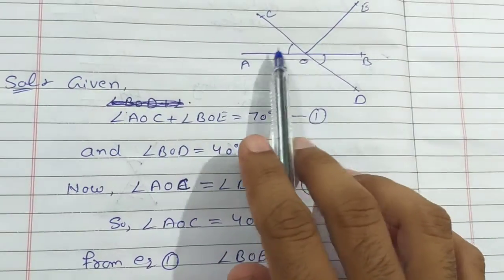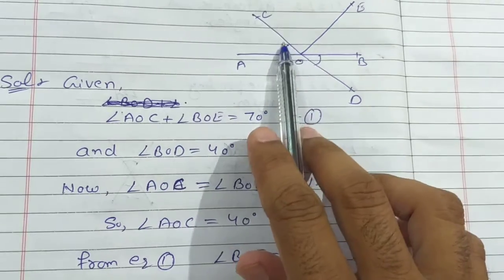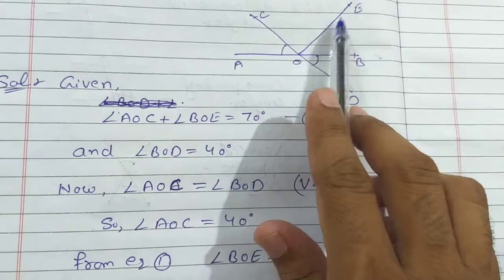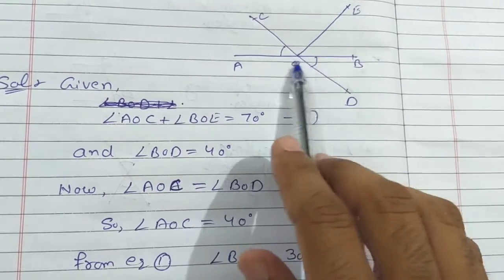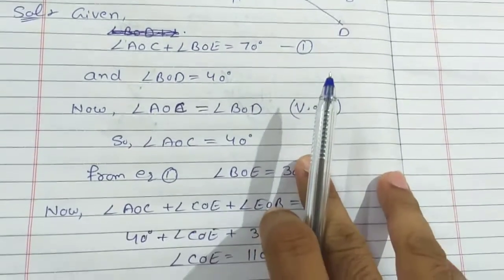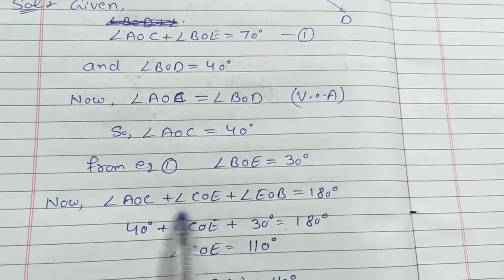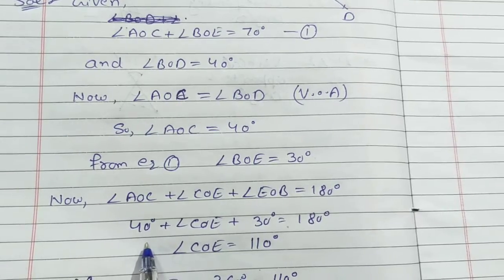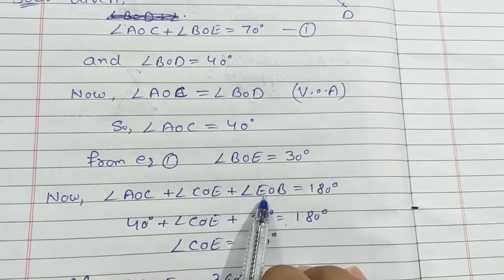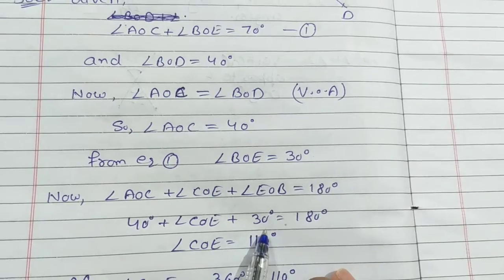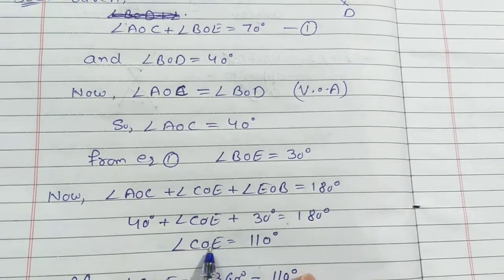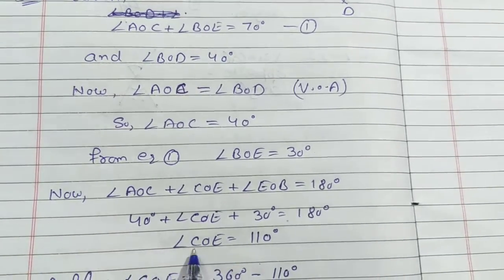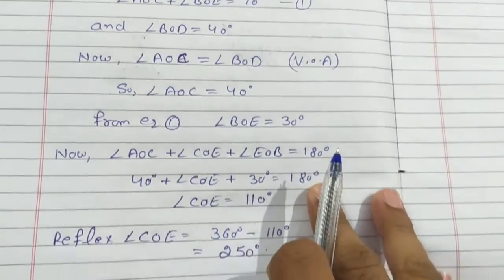Now again, you know that AB is a straight line and the sum of angles on this line is 180. So angle AOC plus COE plus BOE is 180 degree. So we write the sum of these three angles as 180 degree. Now put the value of AOC, that is 40 degree. EOB and BOE are the same angle, so this value is 30 degree. And you have to find angle COE. Then 30 plus 40 is 70, which is subtracted from 180. Then angle COE is 110 degree.